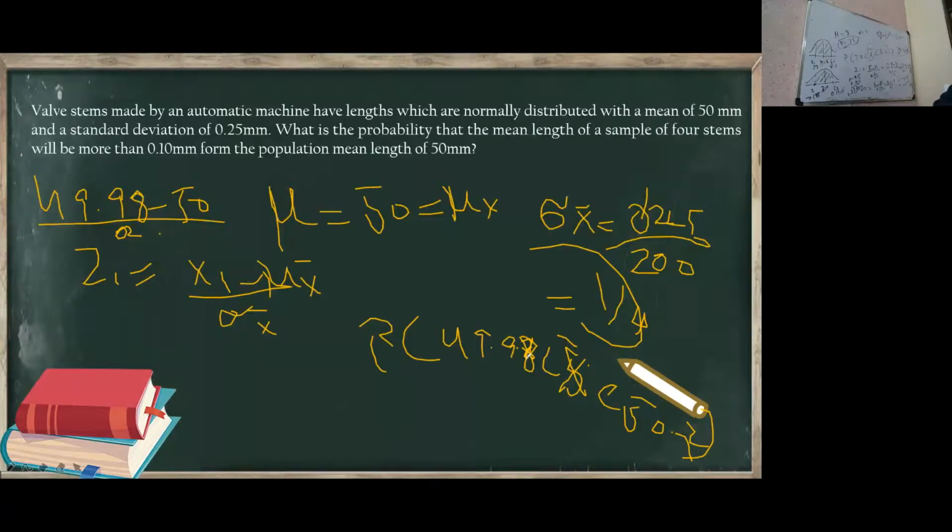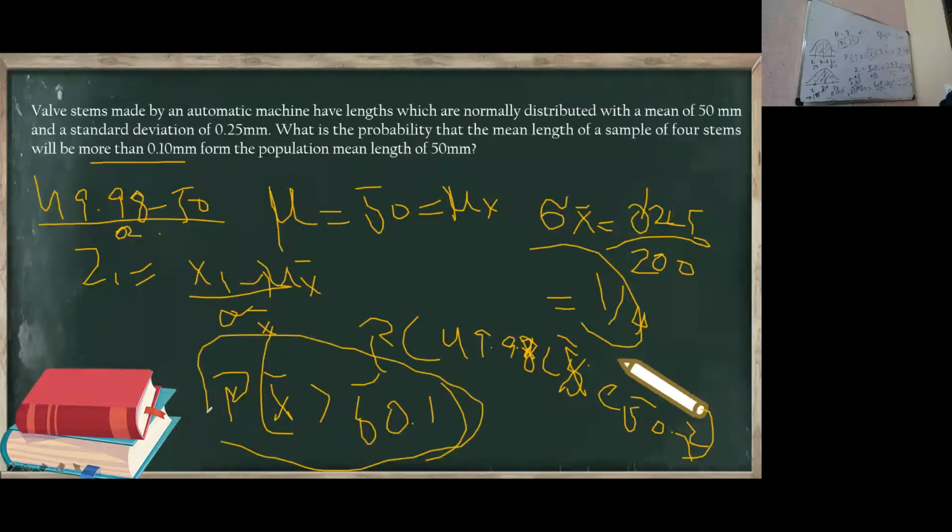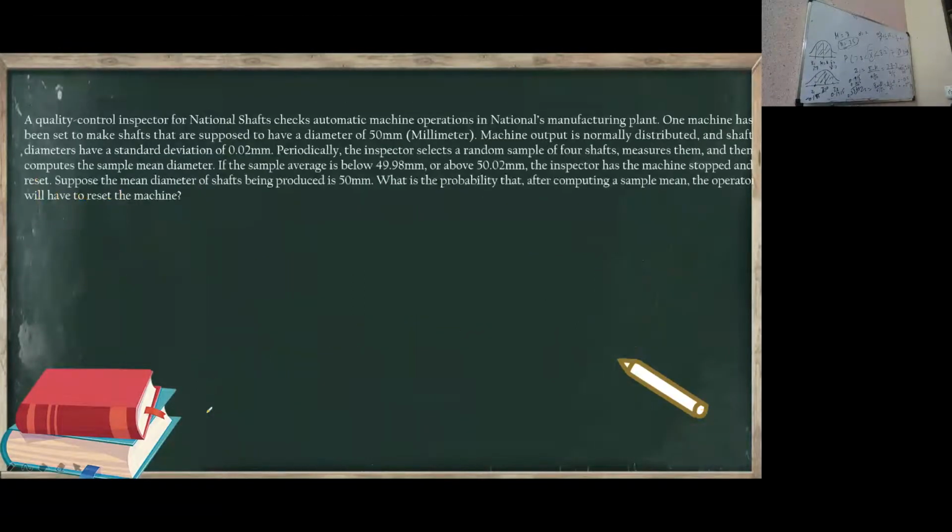If it will be only more than, then we use only one. Probability of X bar is greater than 50 plus 0.1, that is 50.1. Right? So that's what we calculate. So just put it in the formula and you can find out the value. So that's an easy one. I hope that you can do that.